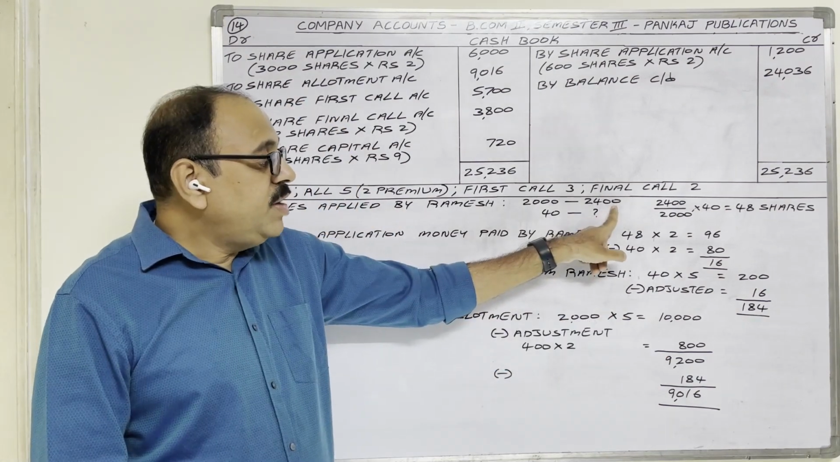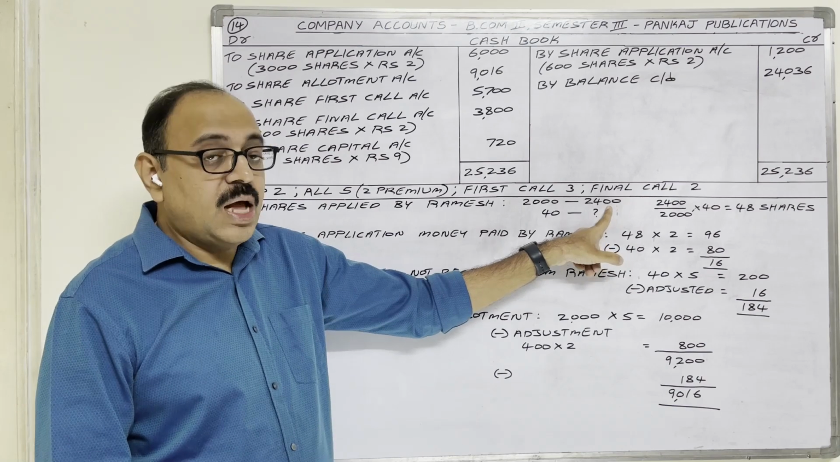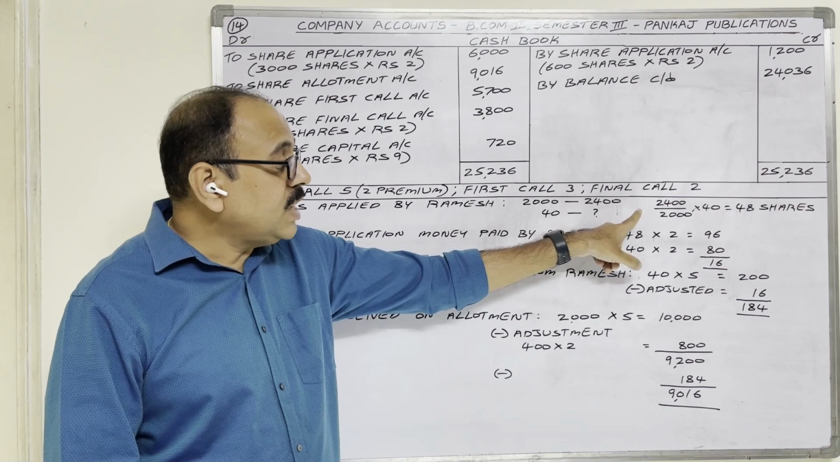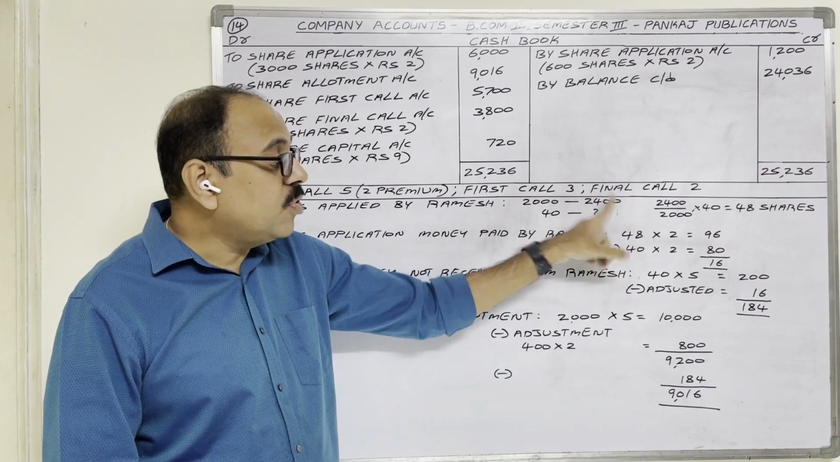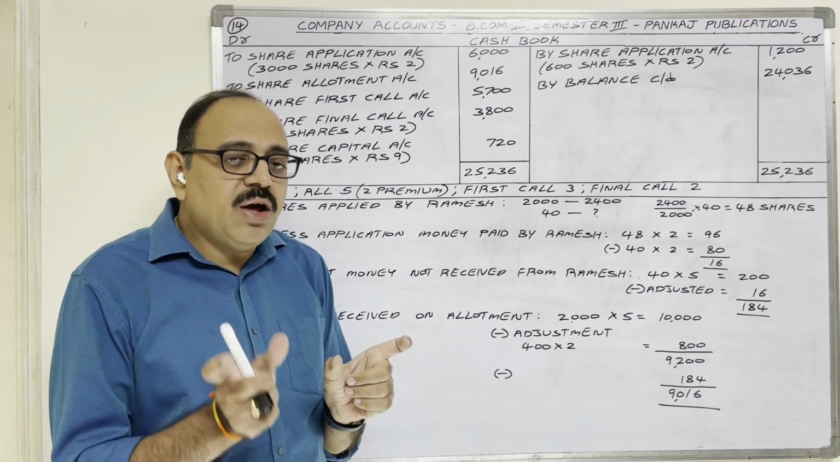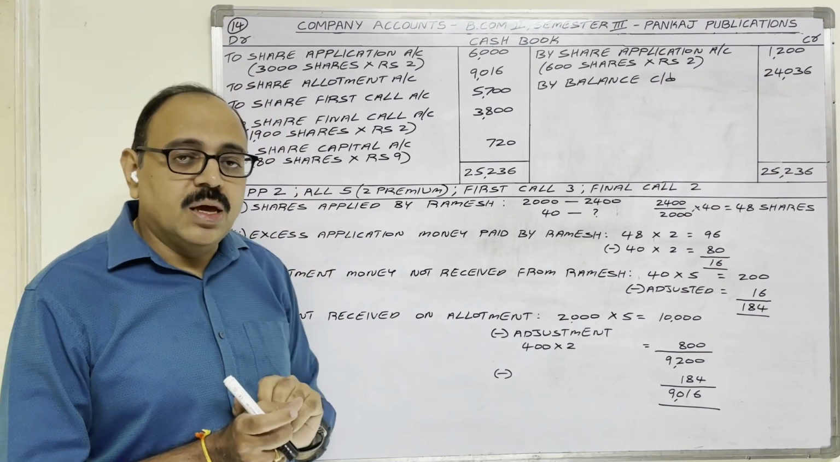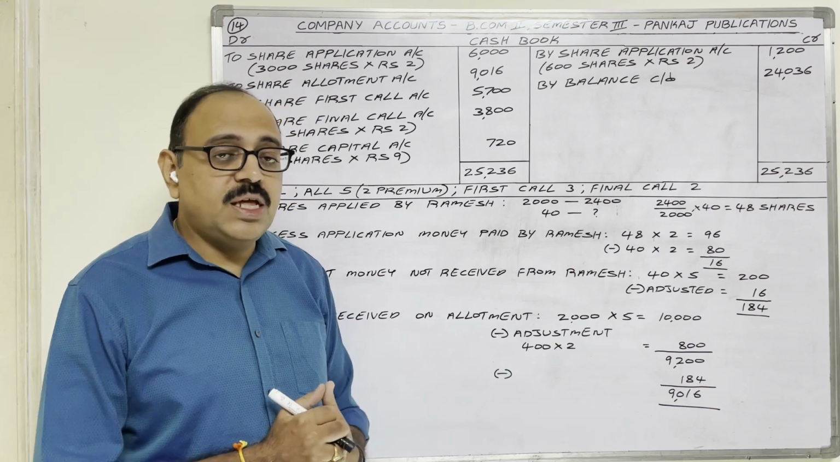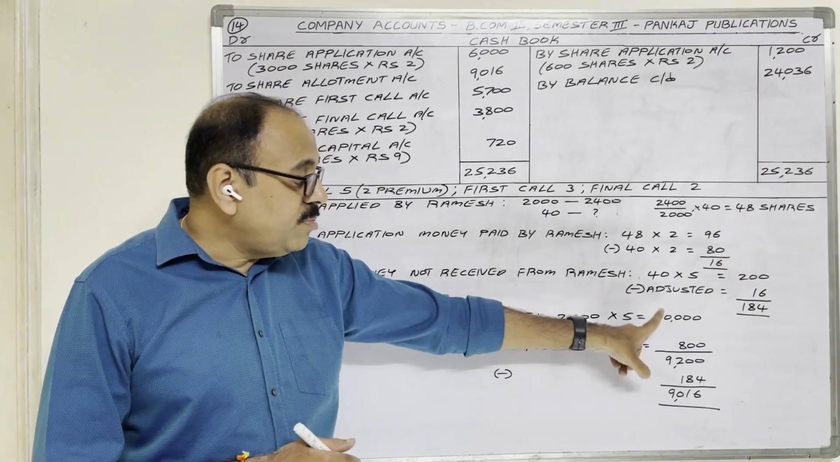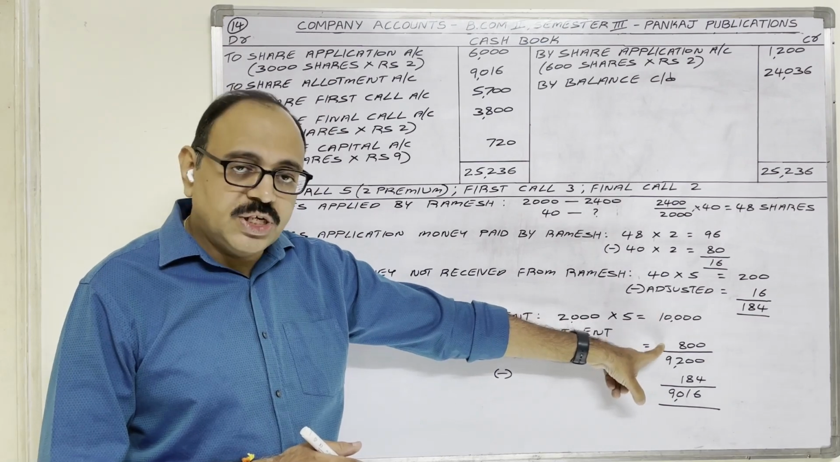When the public applied for 2400 shares, the company allotted 2000 shares to them. Means applicants applied for an extra 400 shares. So on these 400 shares, at the rate of 2 rupees each as application money, how much extra application money did they pay? 800 rupees. So that 800 rupees, from allotment money, the company wants to adjust now.